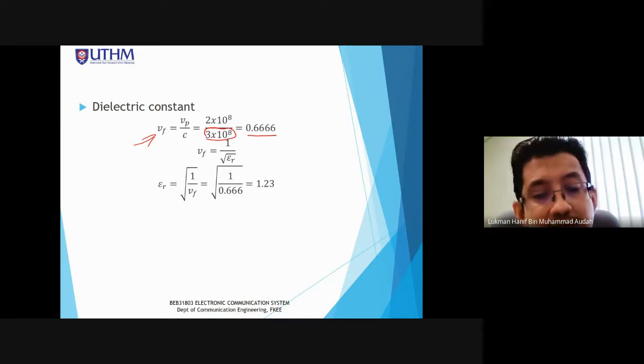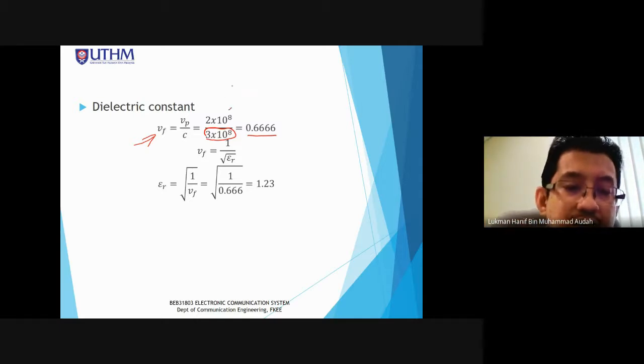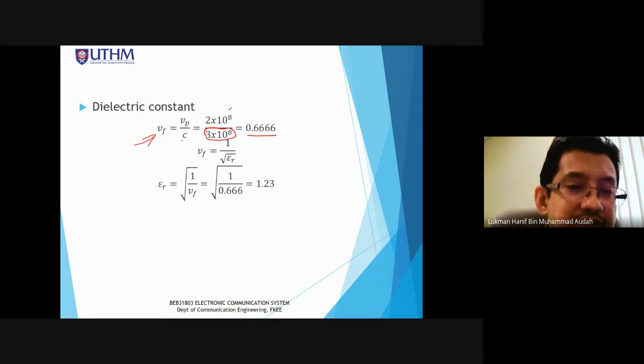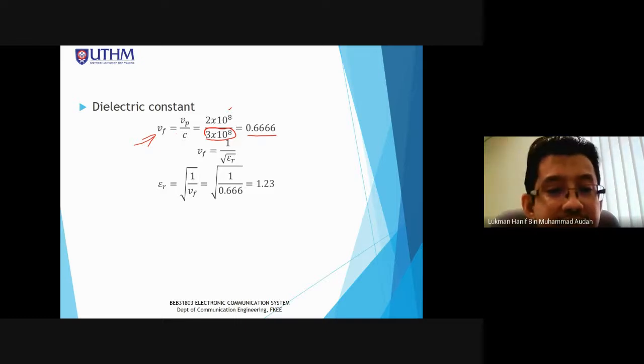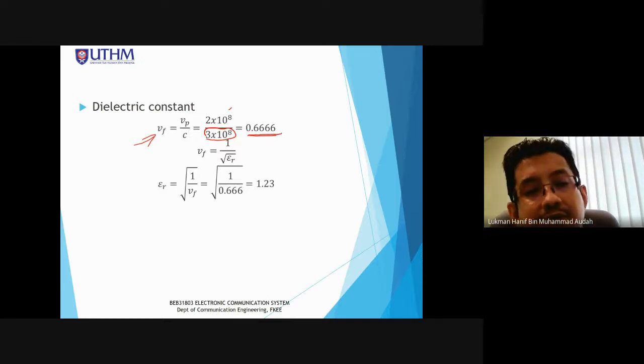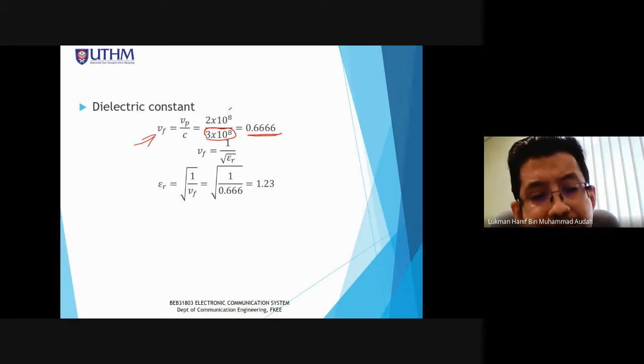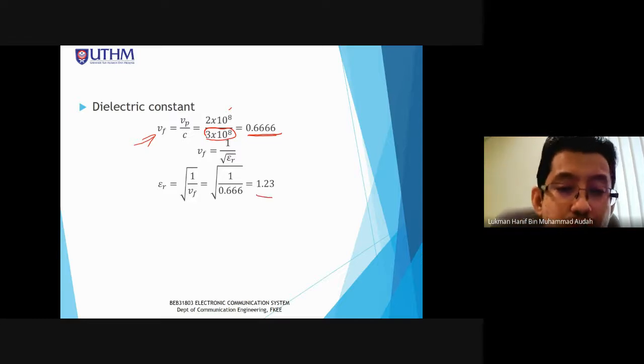So you might wonder, kenapa dia guna yang ni ya? Ni pun saya pelik sikit ya. Kenapa dia guna kelajuan cahaya seperti meter per second sedangkan dia gunakan di sini adalah feet per second. Okay. So no problem. Okay, jangan confuse. Kita anggap dalam kes ini kelajuan cahaya juga dalam feet per second. Okay, dalam example ini kita anggap dia feet per second jugalah. So, oleh itu dia jadi 0.6666. Okay. So from here we can find the value of epsilon R. Epsilon R is equal to square root of 1 over VF. Square root of 1 over 0.666, so we get 1.23. No unit.